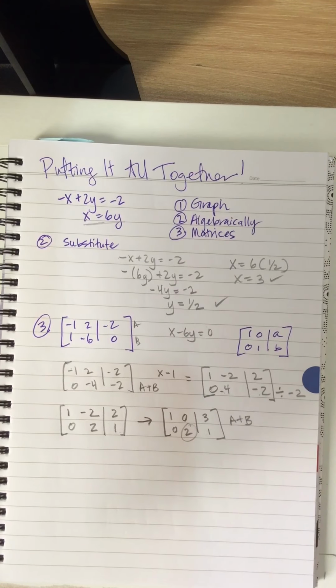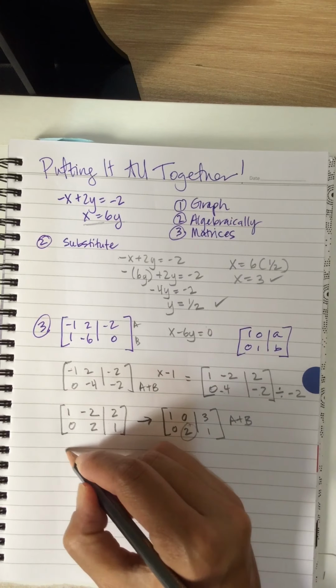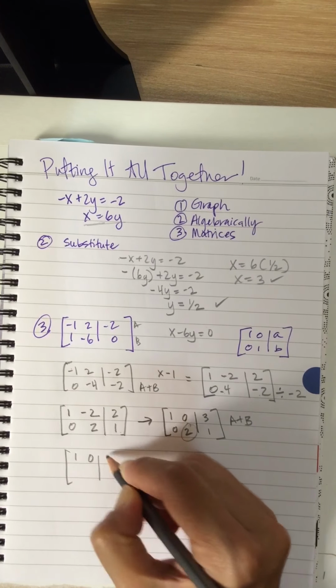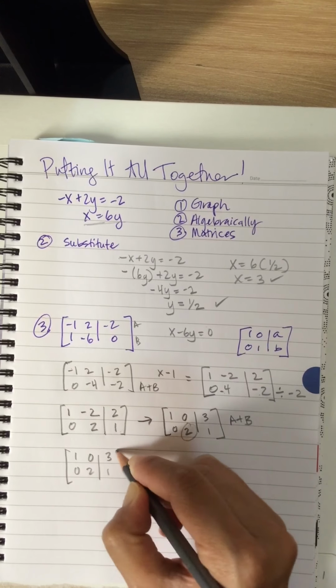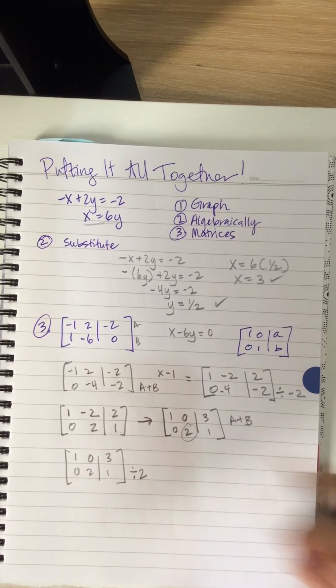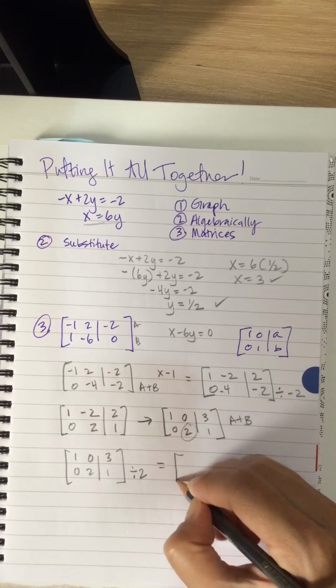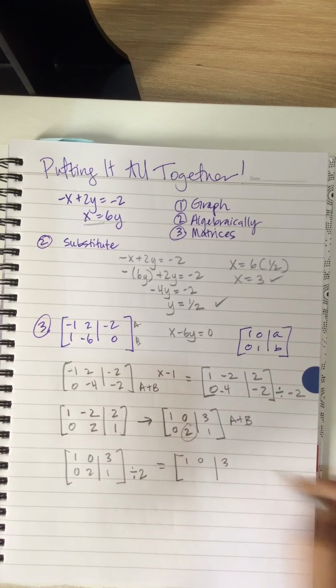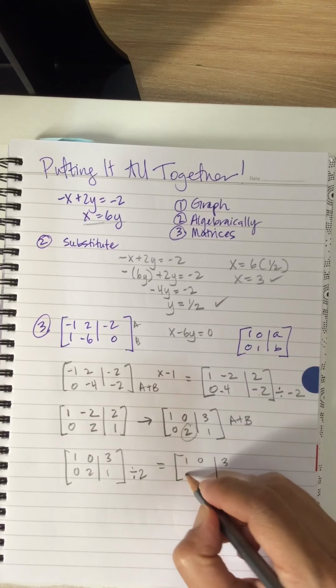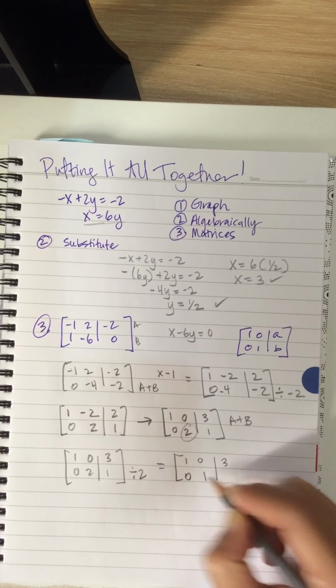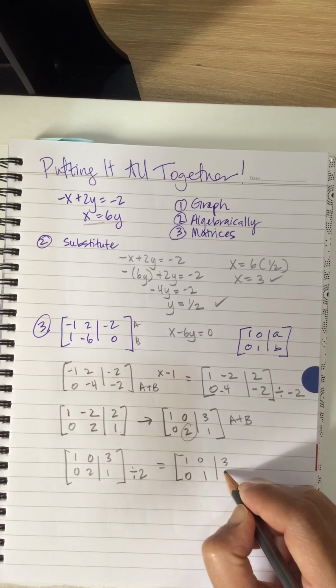This is the only term that I have left to change to a 1. And I can get that to be a 1 by dividing by 2. So let's do that. If I take my matrix 1, 0, 3, 0, 2, 1, and divide this bottom row by 2, I'll have it in reduced row echelon form. I will have 1, 0, 3, that top row doesn't change. 0 divided by 2 is 0. 2 divided by 2 is 1. 1 divided by 2 is a half.